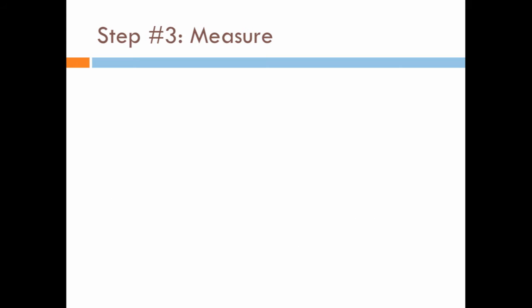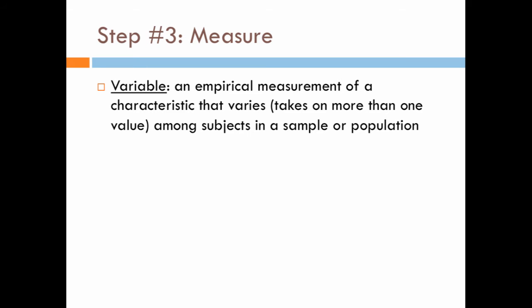Now that we're equipped with our question and a theory about how to answer that question, we need to identify the variables of interest. A variable is an empirical measurement of a characteristic that varies, which means that it takes on more than one value among subjects in a sample or population.